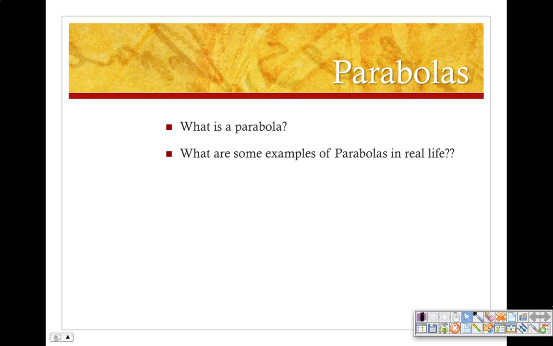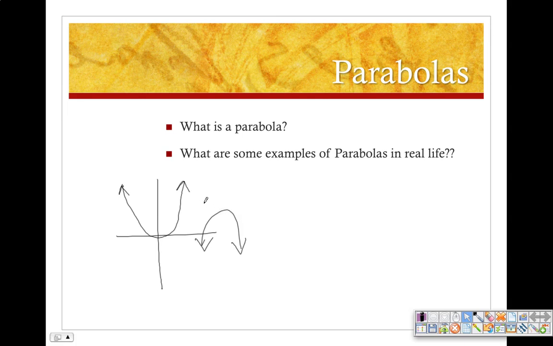What is a parabola? Basically, it's the shape. Okay, if we're looking on a grid here, here is the shape of a parabola, like this or like this. These are also parabolas. Okay? That's what a quadratic function produces on a graph, what we call a parabola.